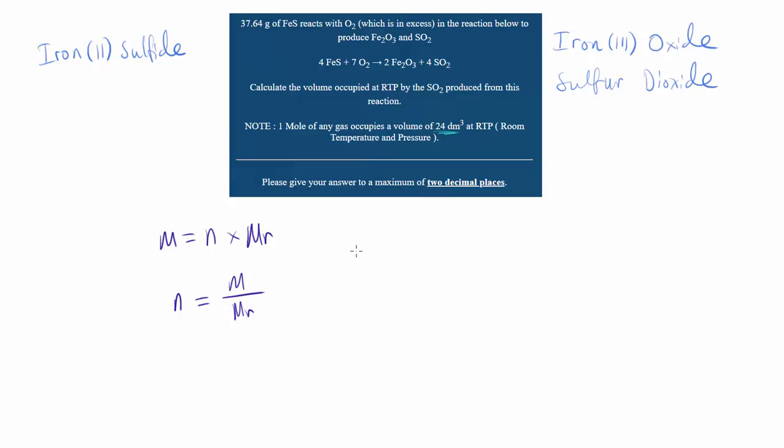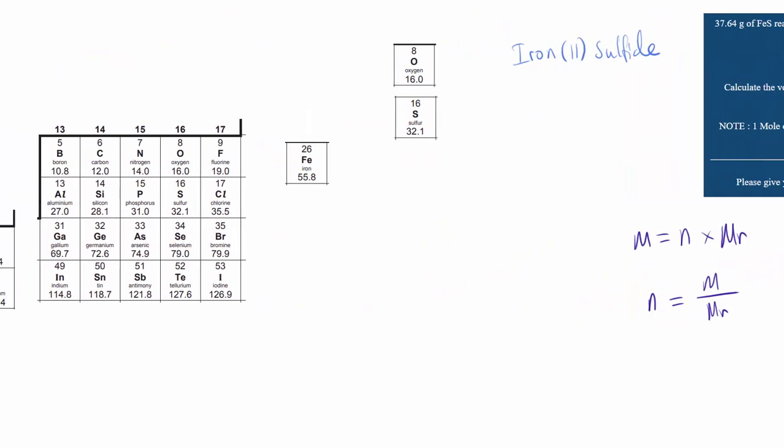So in this case, the number of moles of FeS is going to be equal to 37.64 divided by the molar mass. Now, we have not been told the molar mass in the question, but we have got the formula for the iron sulfide. So using the periodic table, we can work out the molar mass of the FeS, right?